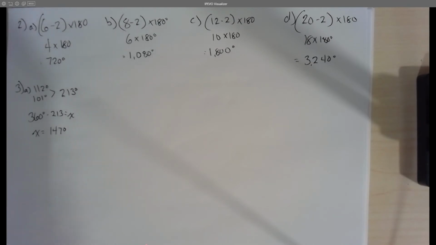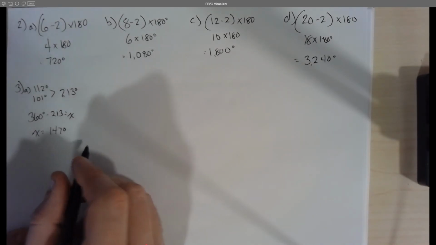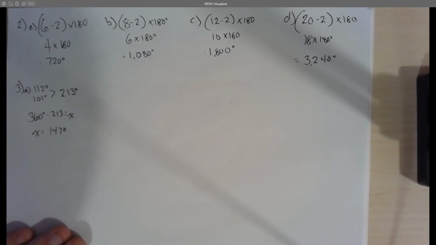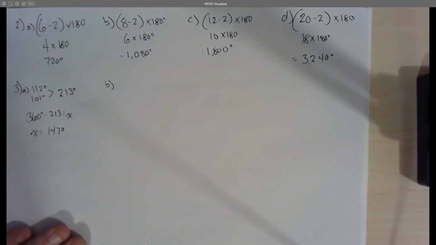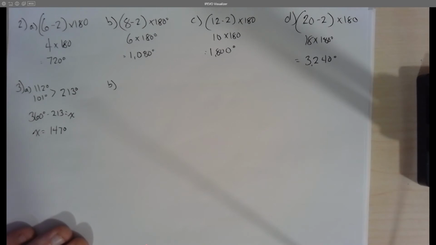Next, B. This time, it's a little bit trickier because we're only given 2, although we should have 3. But there's a way to figure out the third if we take a look closely at the question. So it's a 4-sided shape, but it doesn't matter. Still, the sum of exterior angles is 360.